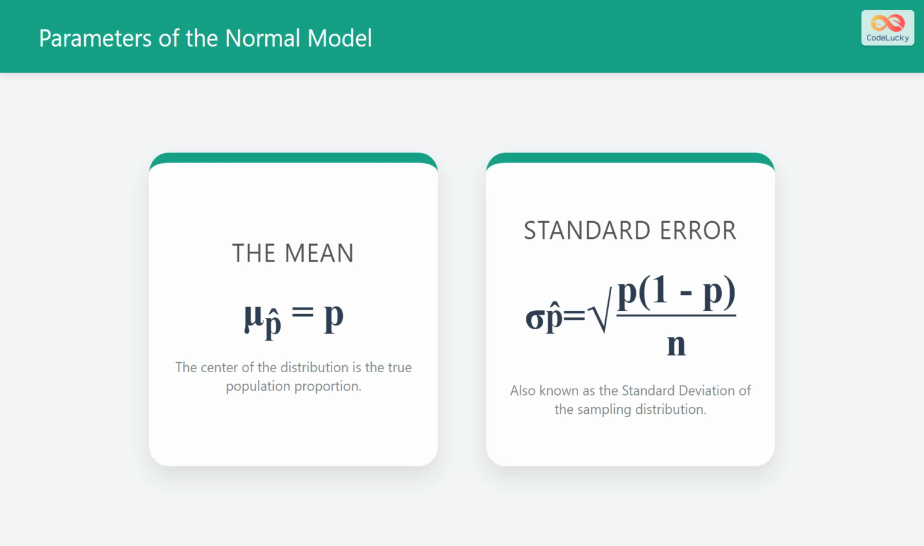To use the normal model, we need two numbers, the center and the spread. The center, or mean, of the sampling distribution is simply the true population proportion, p. The spread, or standard error, is calculated by taking the square root of p times 1 minus p, divided by the sample size, and these formulas define the specific bell curve for our data.